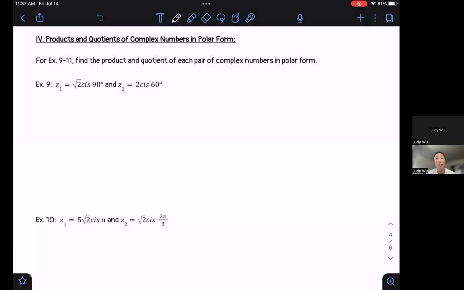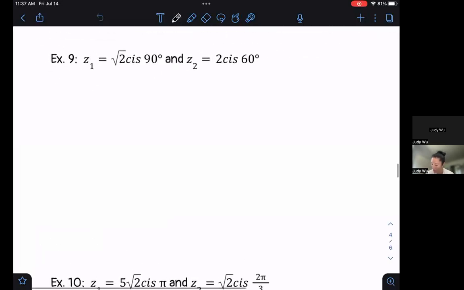And in this video, we're going to talk about products and quotients of complex numbers in polar form. So we're just going to jump right into some examples and see if we can figure out the pattern and the formula that goes along with it, okay? All right, so let's take a look at example 9.